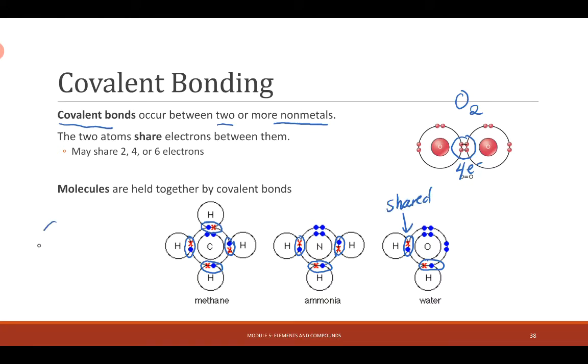It's like a Venn diagram where this middle region is what's shared in between the two things. So if you ever filled out a Venn diagram, that overlapping region has things in common between both groups. And so that little overlap between the two atoms are the electrons that are being shared.